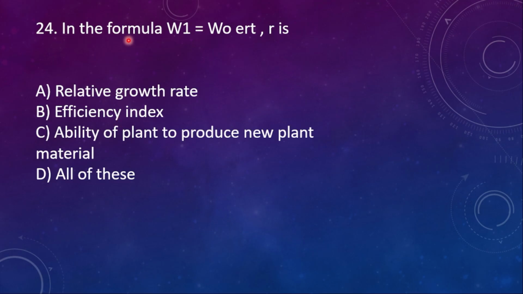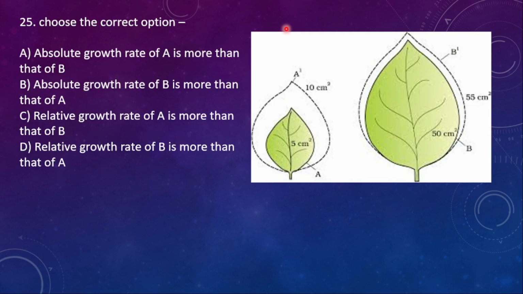24. In formula Wt equals W0 e^rt, r is what? A. Relative growth rate. B. Efficiency index. C. Ability of plant to produce new plant material. D. All of this. Here the right option is all of this. These all are representing the r: relative growth rate, efficiency index and so on.